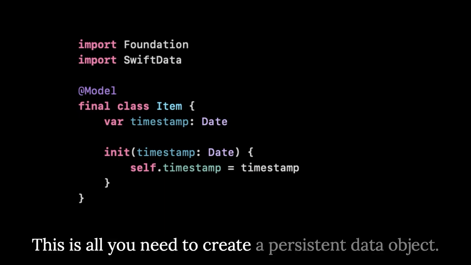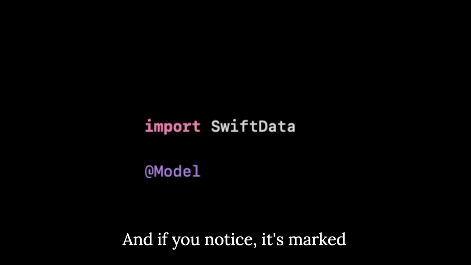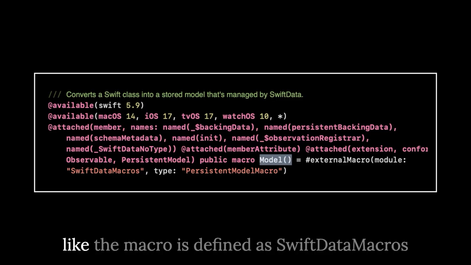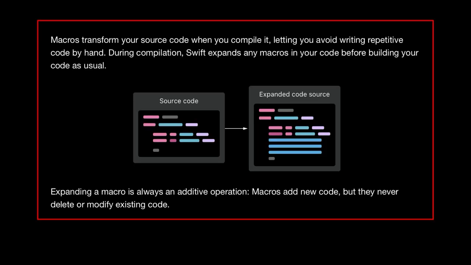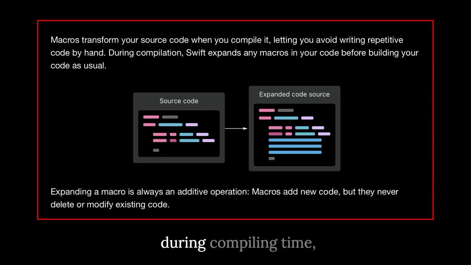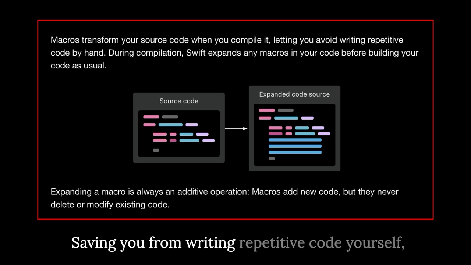This is all you need to create a persistent data object, and if you notice, it's marked with the Model Swift macro. If we look at the details of that, it looks like the macro is defined in SwiftData macros, in the type of persistent model macro. So what is this Swift macro? Well, since this video is about SwiftData, I won't go over in detail what a macro is, but in the Swift documentation it looks like this. Basically, Swift macros automatically transform and add new code to your program during compile time, saving you from writing repetitive code yourself.